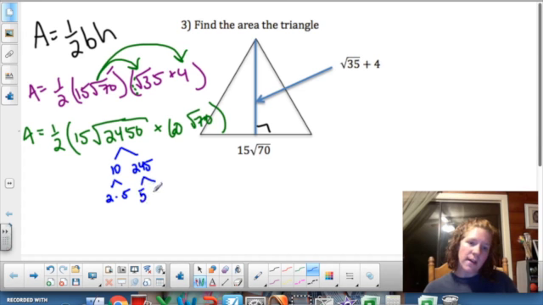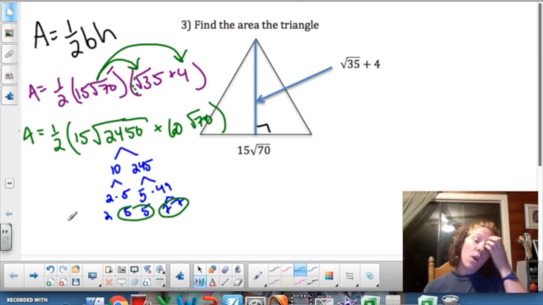So 5 times 49, and then I've still got my 2, I've still got my 5, I've got this other 5, and 49 is 7 times 7. So when I'm looking for pairs here, I've got a pair of 5s and I've got a pair of 7s.